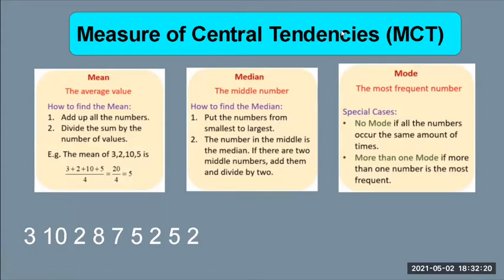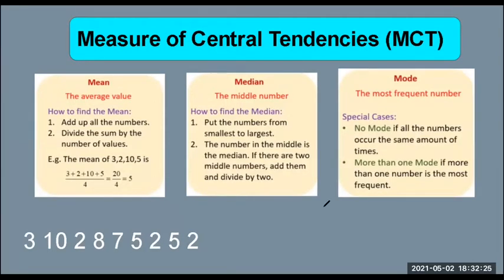Next, we have the median. What is the median? So the median is the middle number. And how do you find the median? It's easy. First, put the numbers from the smallest to largest. The number in the middle is the median. If there are two middle numbers, add them and divide it by 2. So let's use the same example.